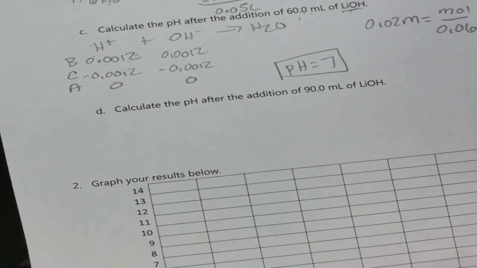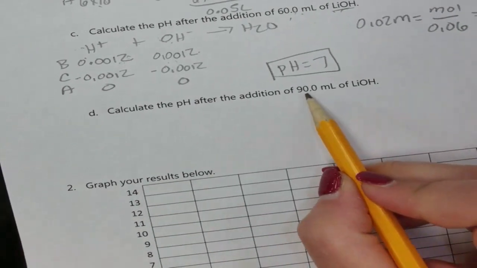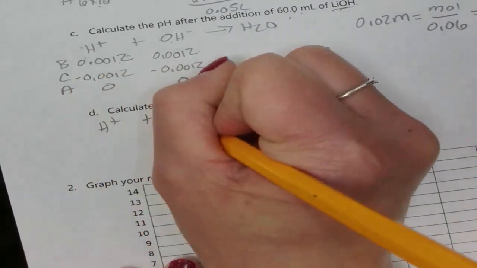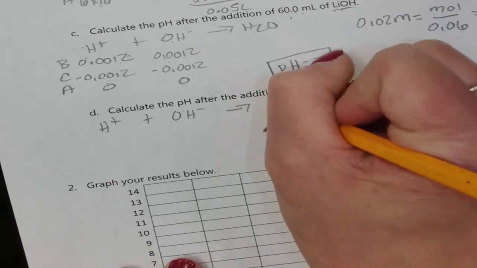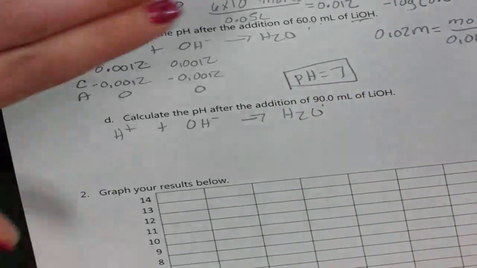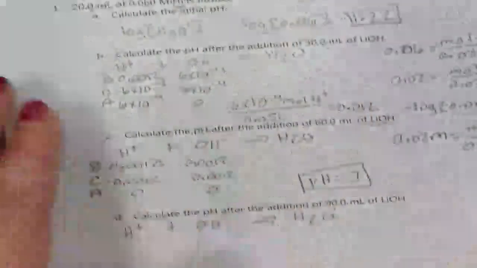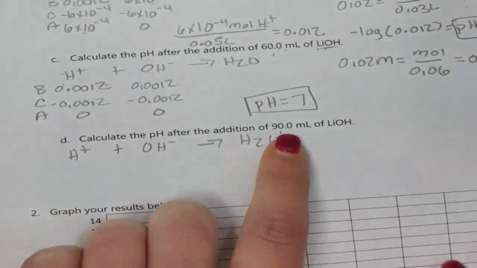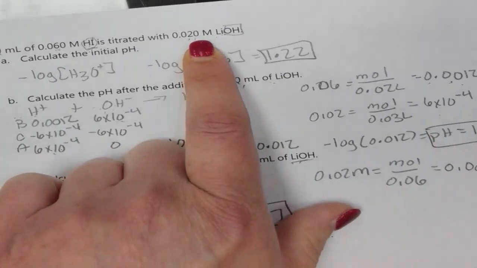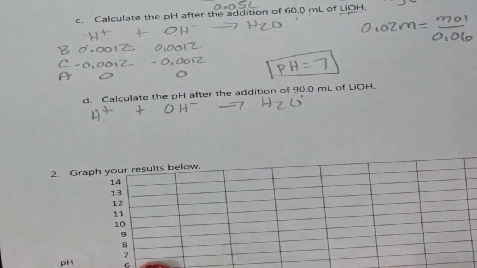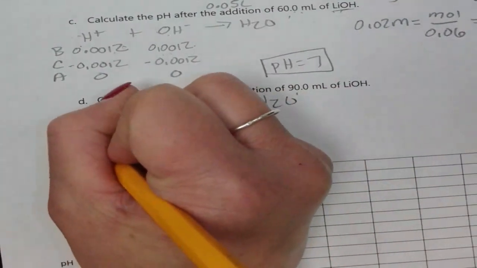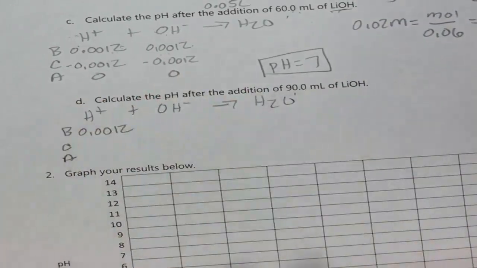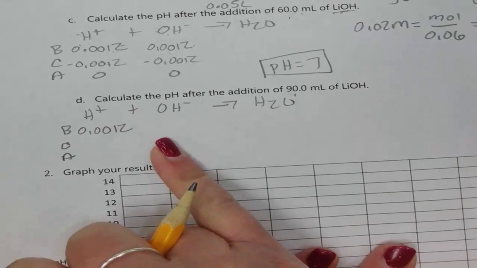All right, let's calculate it at the addition of 90 milliliters. I've already calculated my hydrogen ion. So again, we're now pretending like we didn't do A or B. What if I started with 20 mils of 0.06 acid and I added 90 mils of 0.02 base? We've already calculated how many moles of acid there are in our original acid, but what about our base? Our base is changing.